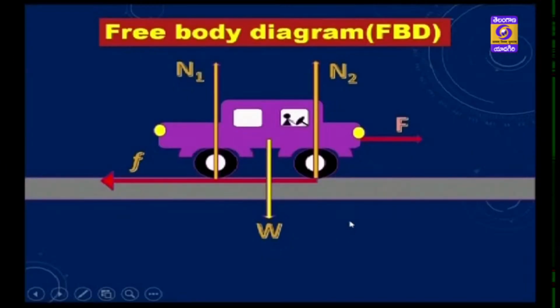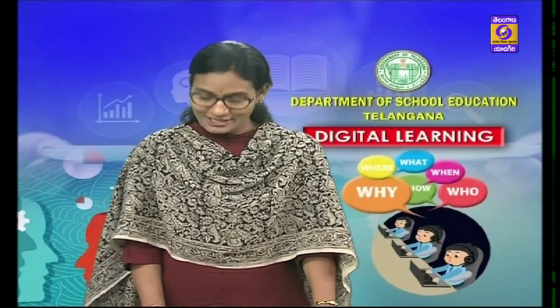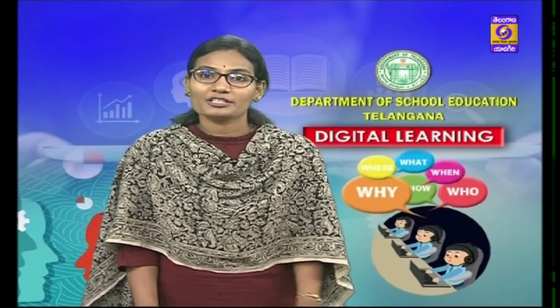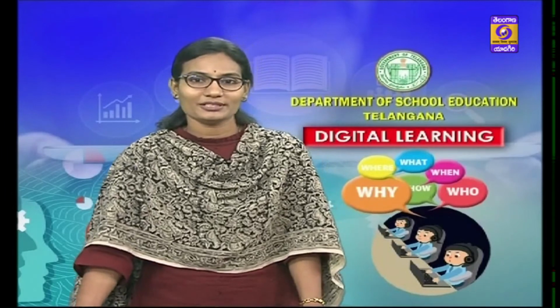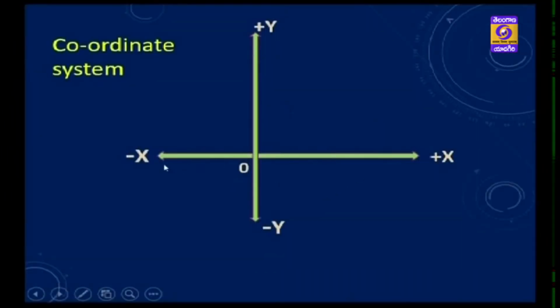How do we calculate the net force on this object? Take the help of a coordinate system. Children, I think you have knowledge about the coordinate system. So this is a coordinate system, and we have an x-axis and a y-axis.